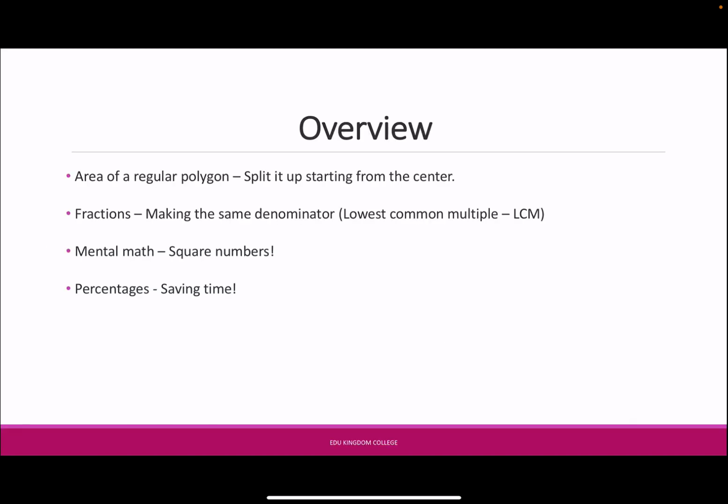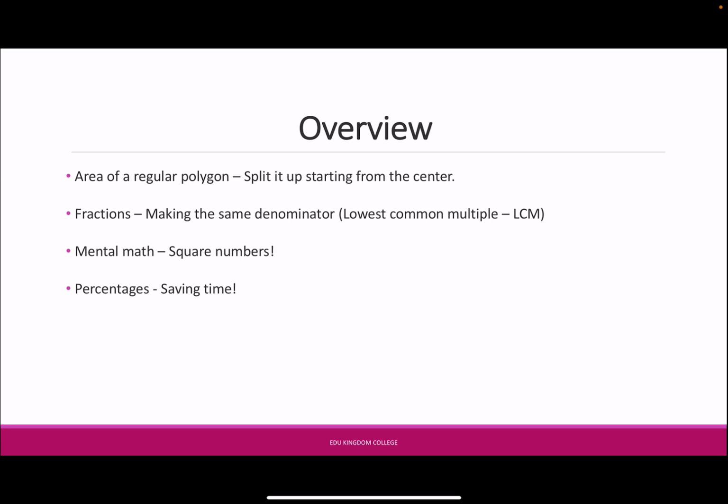So that ends our video for today. Just another quick overview of the 4 things that we went through at the start. The key ideas we need to remember: the area of a regular polygon, make sure you split it up, starting from the center. For the fractions, when using the same denominator, look at the lowest common multiple after simplifying. We don't multiply everything together, that's a waste of time.